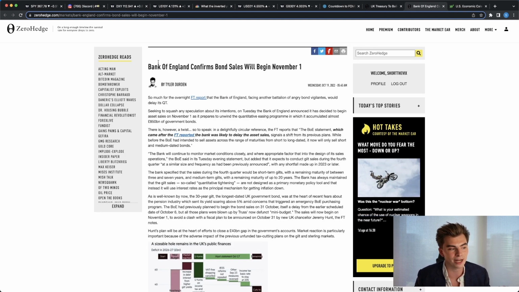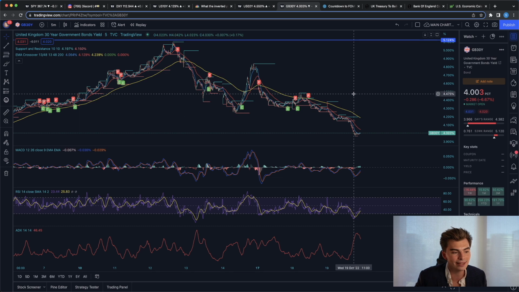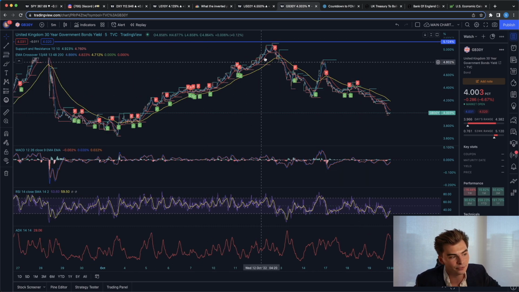Bank of England confirms bond sales will begin November 1st. The entire situation here that was causing all of this volatility in the UK bond market was due to the yield skyrocketing, an overwhelming amount of selling pressure of these UK bonds, and these pension funds getting margin called. So the Bank of England had to step in and buy the bonds. But now they have to offload those bonds. They've already announced that they're stopping the bond purchases. Now they've announced that they're actually going to be selling these bonds, adding to the selling pressure, and there's going to be nobody there to backstop a yield move like this to the upside. That is where things get very interesting.